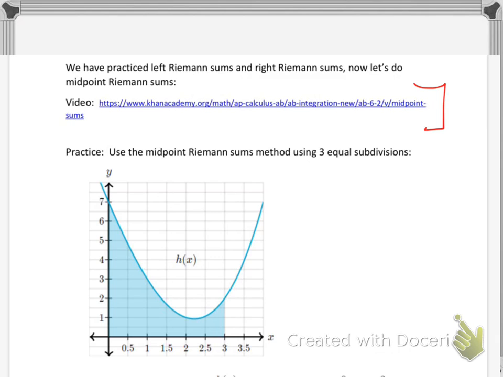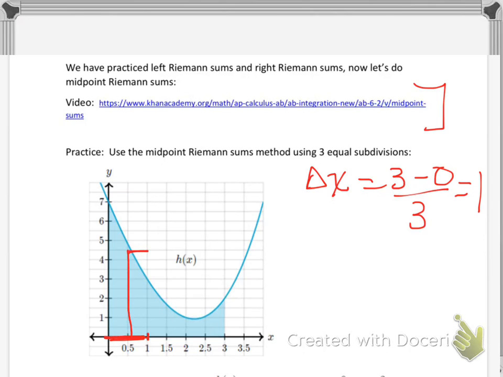So our practice: use the midpoint Riemann sums method using 3 equal subdivisions, and you want to run it from 0 to 3. So to figure out what our base is, delta x equals 3 minus 0, and I need 3 equal subdivisions, so that means my base will be 1. There's a base right here. So let's think about this. We're going to go in the middle of it. So go up from the midpoint, go over to the right, go over to the left, and come down. That is our first rectangle.